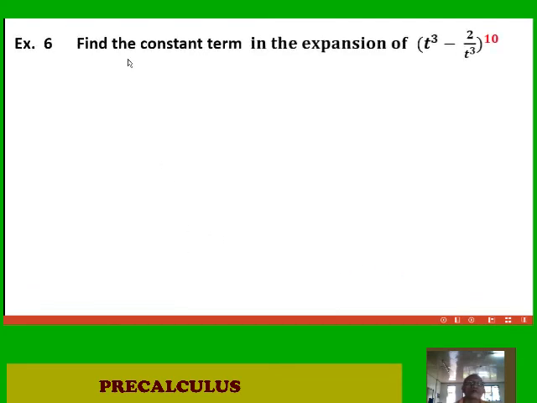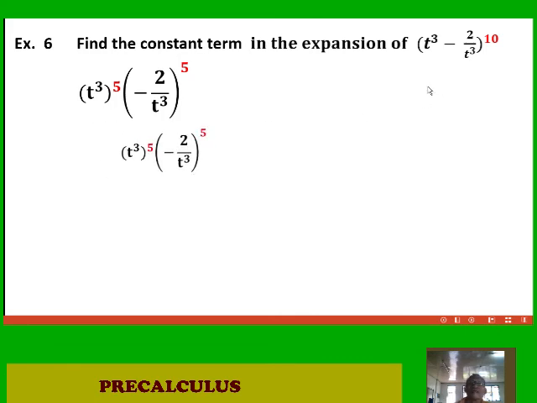Next example. Find the constant term in the expansion of the binomial t cubed minus 2 over t cubed raised to the 10th power. Okay. So that we can cancel out t, the exponent of the binomial 10 must be divided into 5 and 5, so that when t cubed is raised to the fifth power, and the denominator t cubed is raised to the fifth power, they have equal exponents and can be cancelled out. So we are left with finding the coefficient of this term.